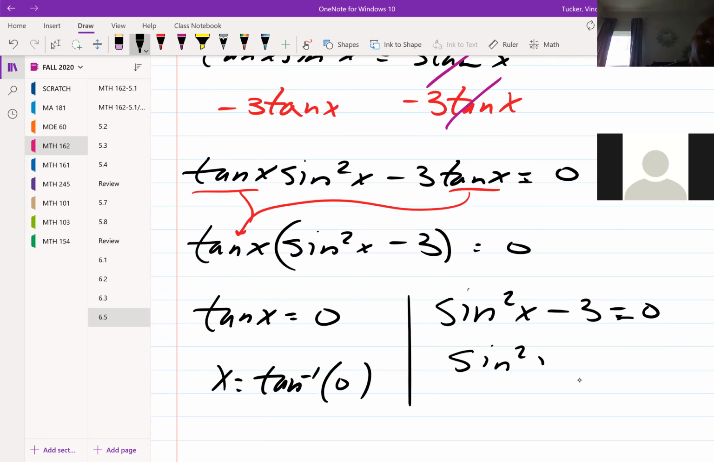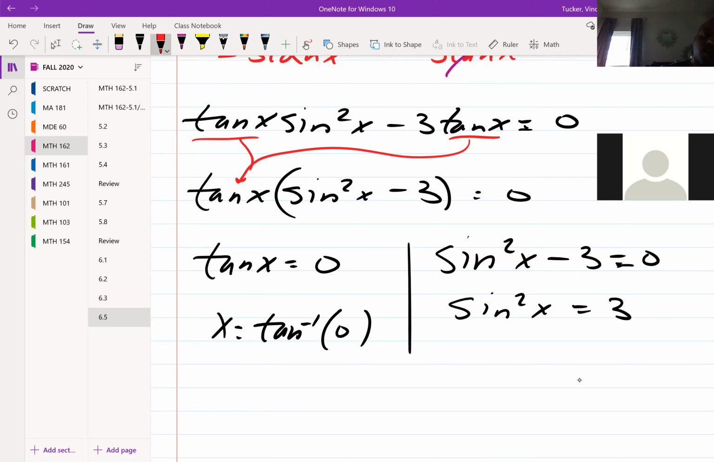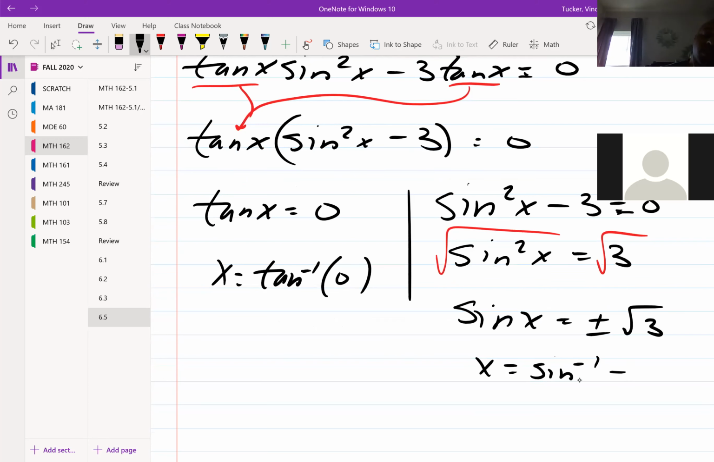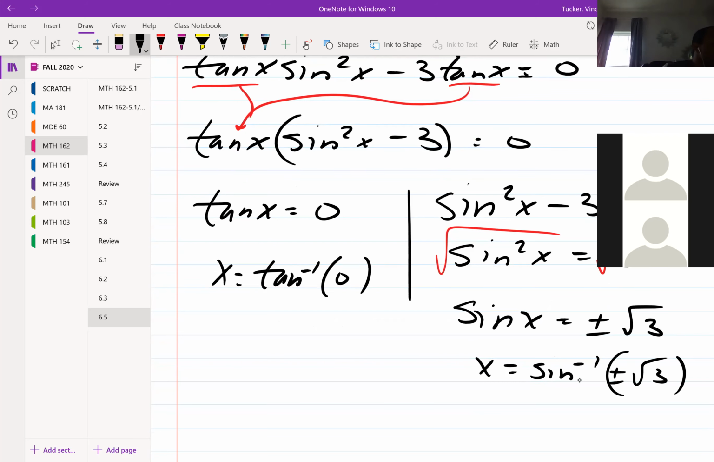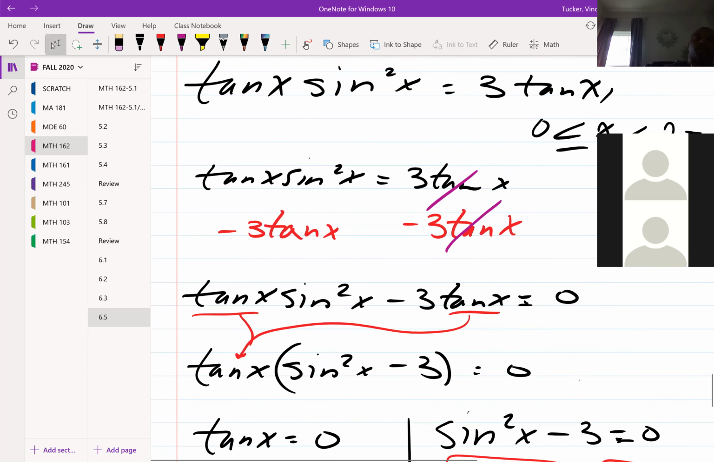So on this one, we'll add 3 to both sides. Then we'll take the square root of both sides. So x is going to be sine inverse. Do you want to do both of them? I'll just leave it like this right now. All right, questions before we finish it off? Could you go up a little bit? So that's the beginning of that problem.